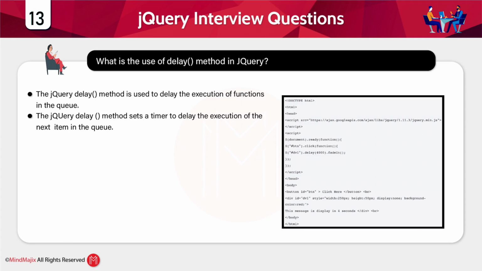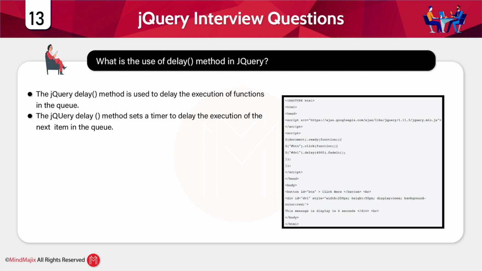So coming up to the next question. What is the use of the delay method in jQuery? Why do we use the delay method? As you all know, delay is given to insert a delay in any function.